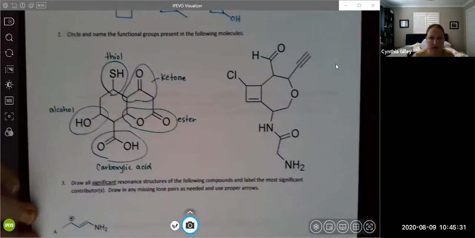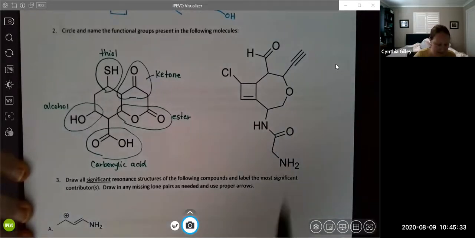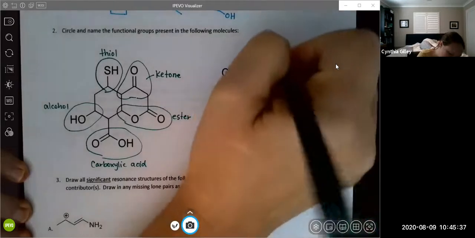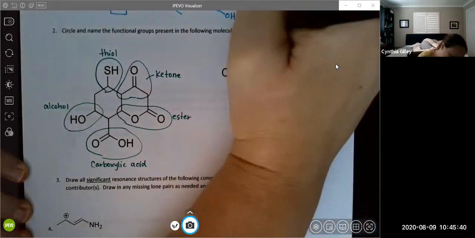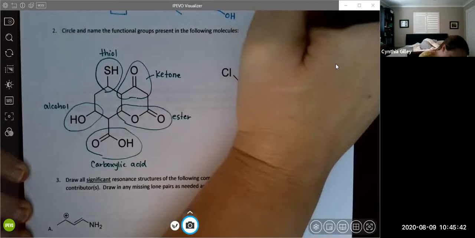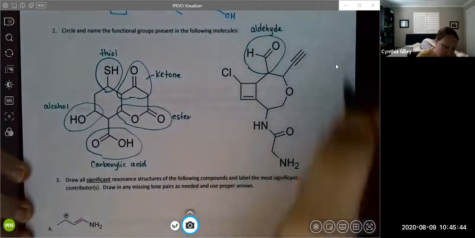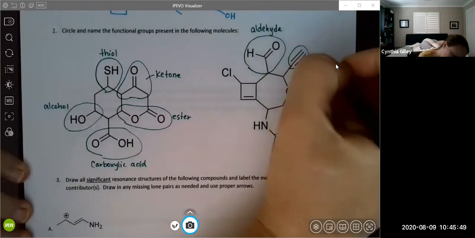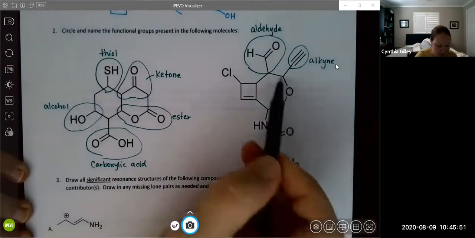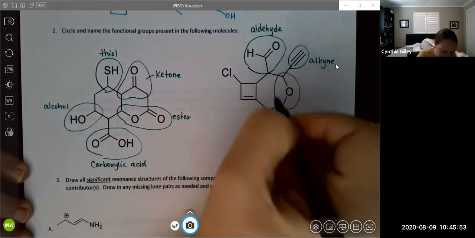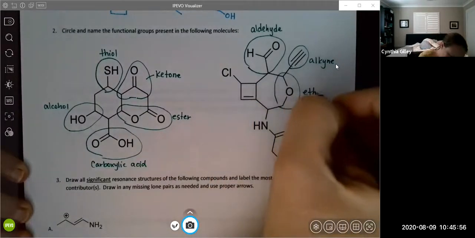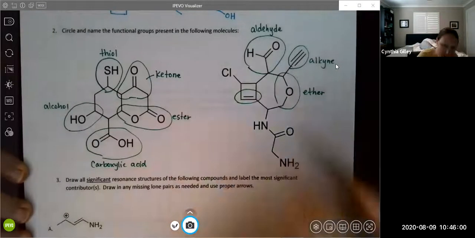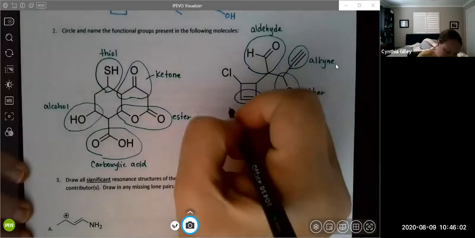All right, moving here to the compound on the right. Looks like we have a carbonyl with a hydrogen directly attached, right? So this is an aldehyde. Carbon-carbon triple bonds are called alkynes. And then an oxygen with 2 R groups on either side is called an ether.